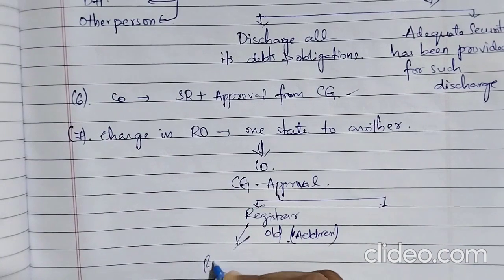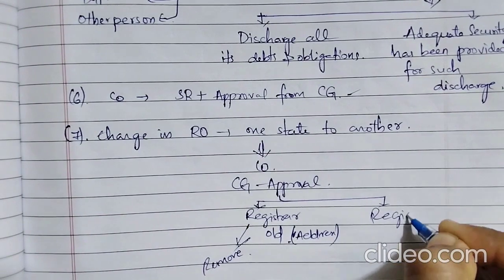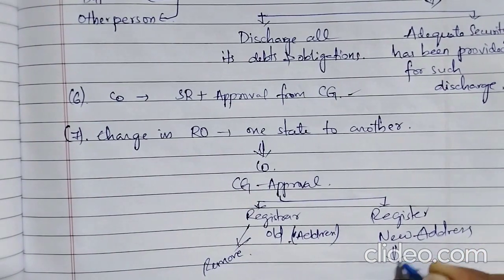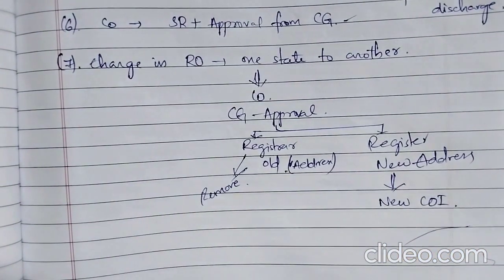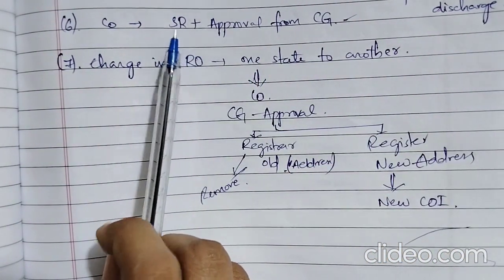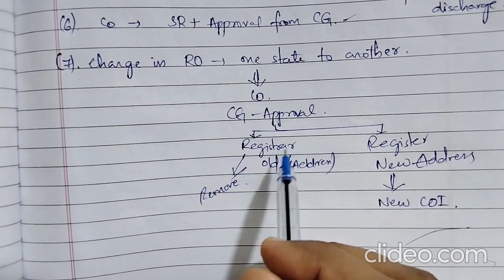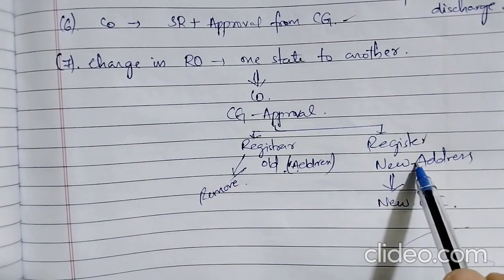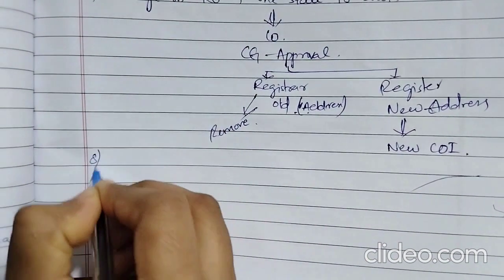It will remove the old address, register the new address, and issue a new certificate of incorporation. Once you have passed the special resolution and taken the approval from the central government, then what does the registrar do? It will remove the old address, add the new address, and issue a new certificate of incorporation.